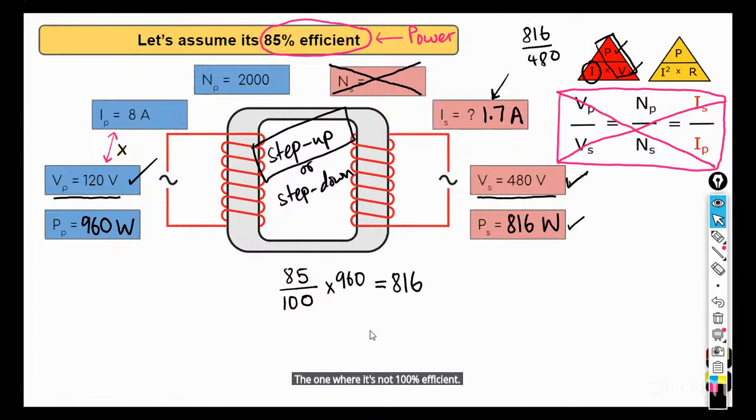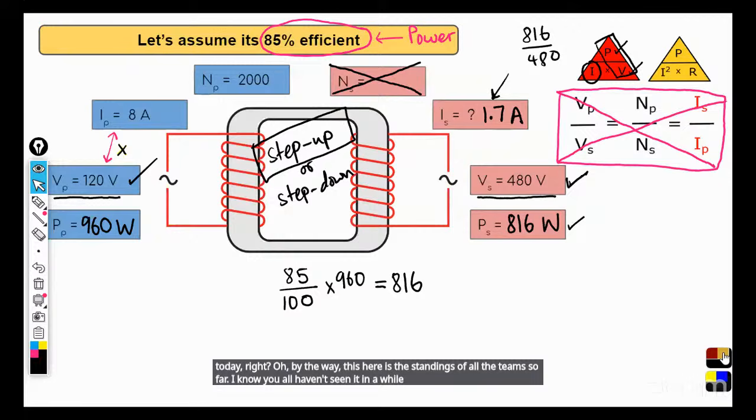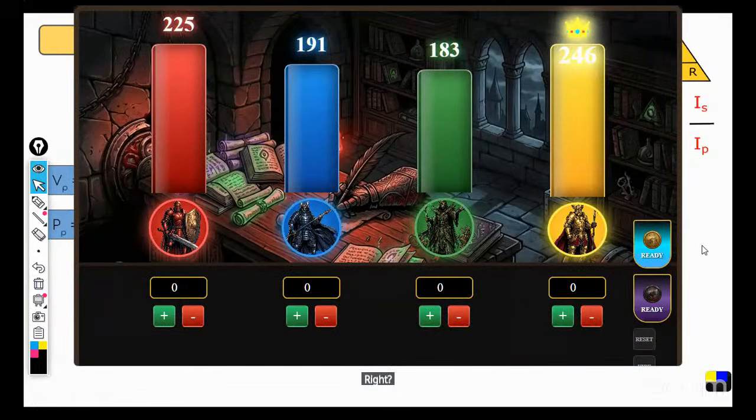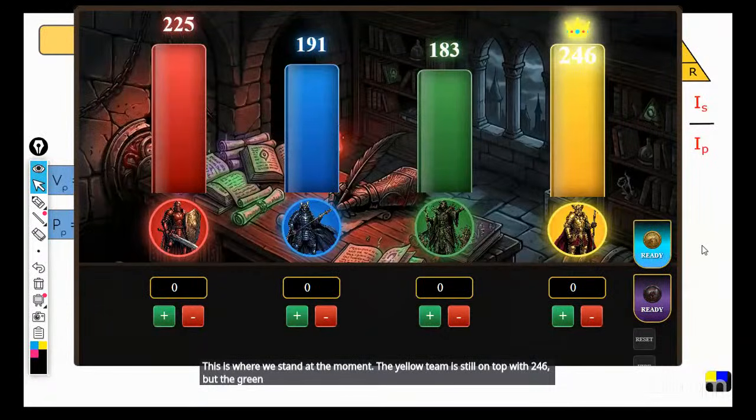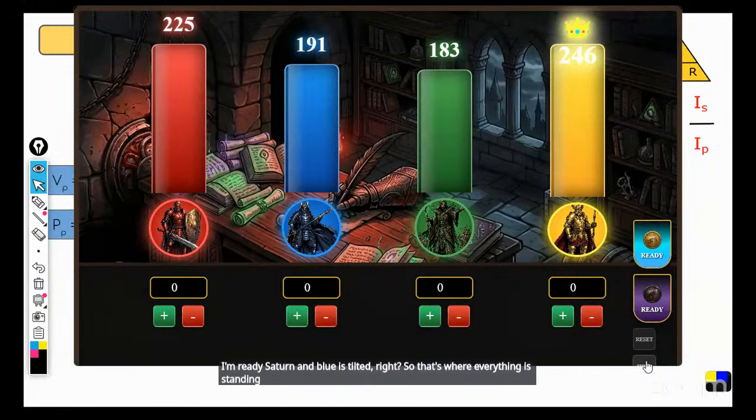All right, let's take a little brain relaxer. We're doing the cards battle today, right? Oh, by the way, this here is the standings of all the teams so far. I know you all haven't seen it in a while, right? But I went through the whole week and all the missing points, I tallied it up. This is where we stand at the moment. The yellow team is still on top with 246, but the green team is slightly in last place now. We're at 183. And red is second and blue is third, right? So that's where everything is standing at the moment, okay?